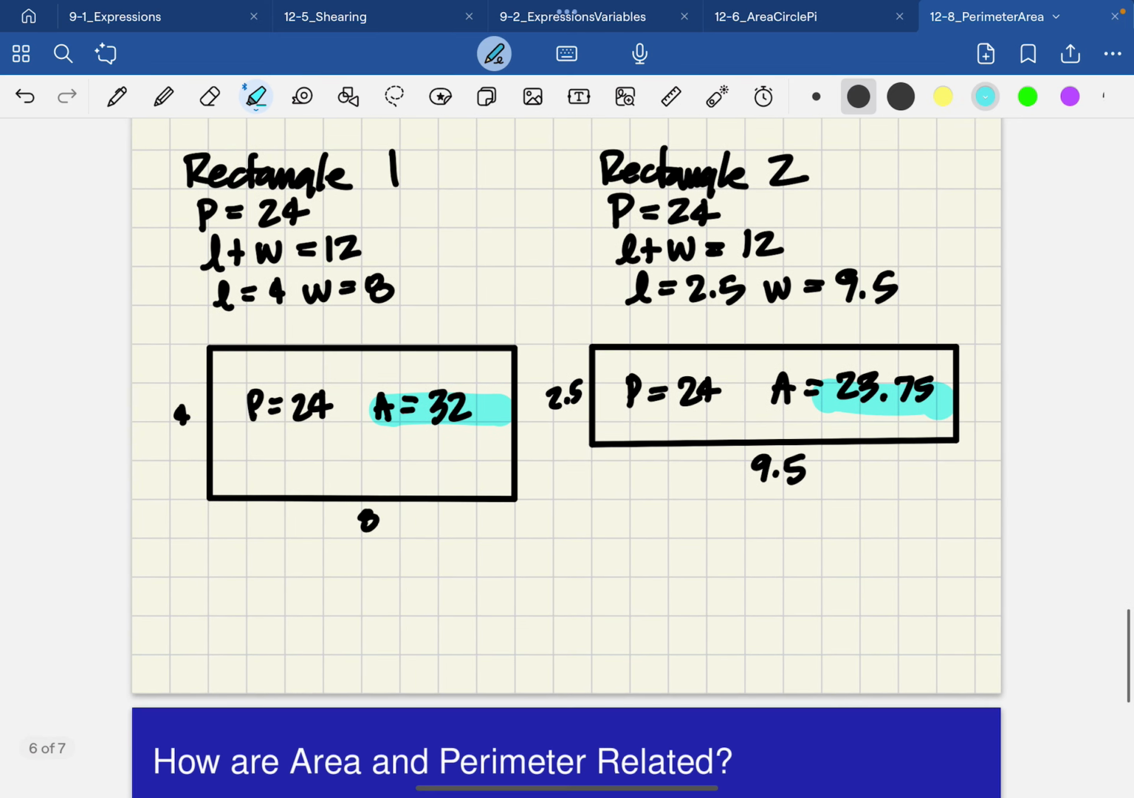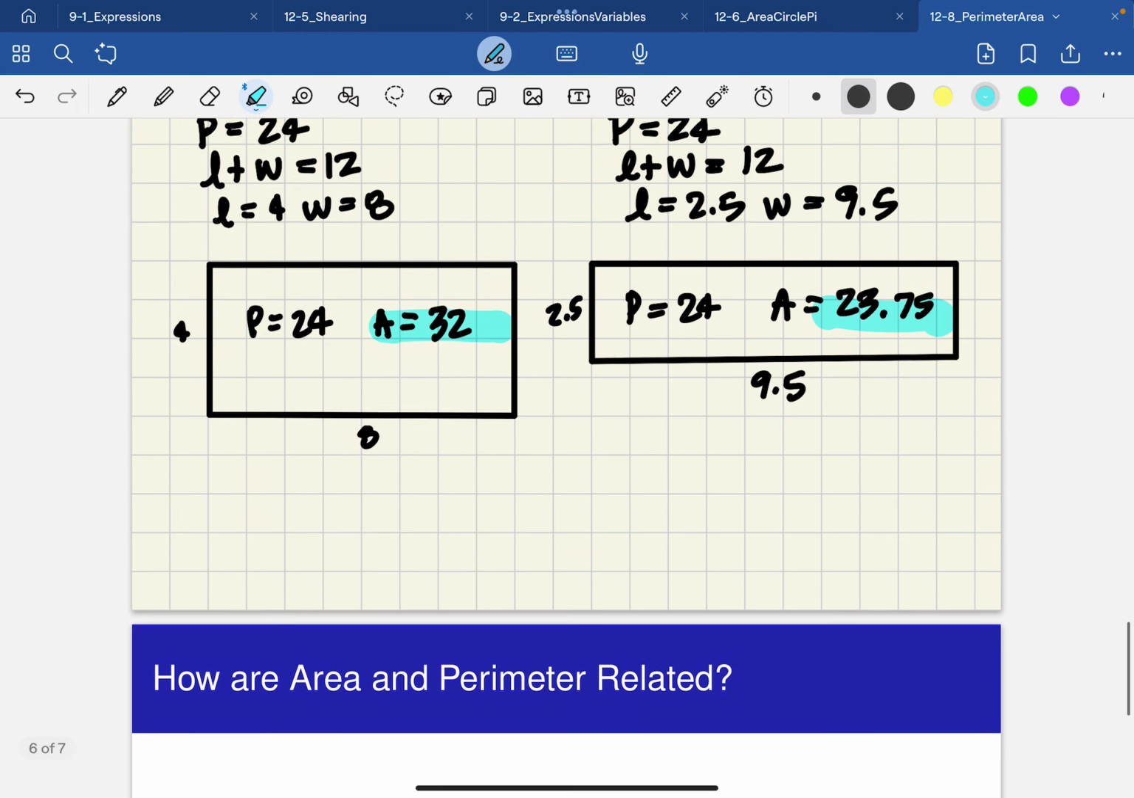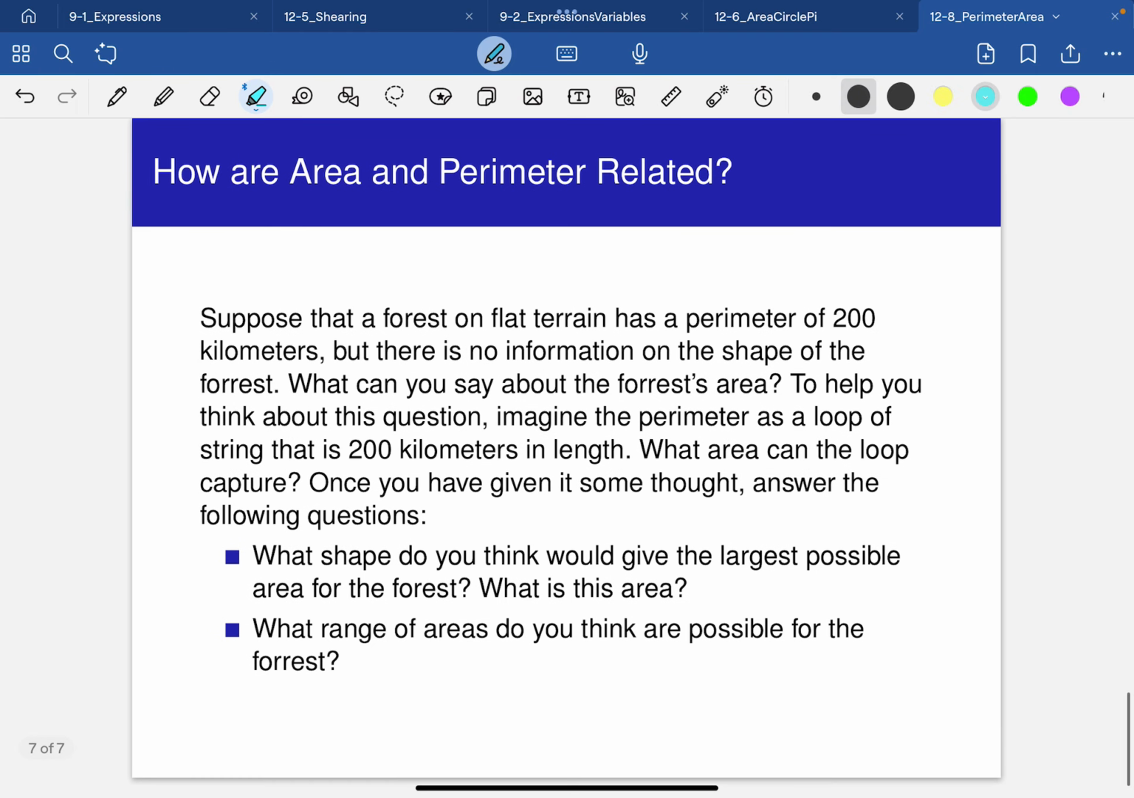And then the other thing I want you to do now is to move this area and perimeter question onto an unrestricted figure. So in other words, what about if I am not restricting myself to rectangles? I guess the best way to explain this is with an applied problem. Suppose we have a forest that's on flat terrain and has a perimeter of 200 kilometers, but there's no information on the shape of the forest. What can you say about the forest's area?